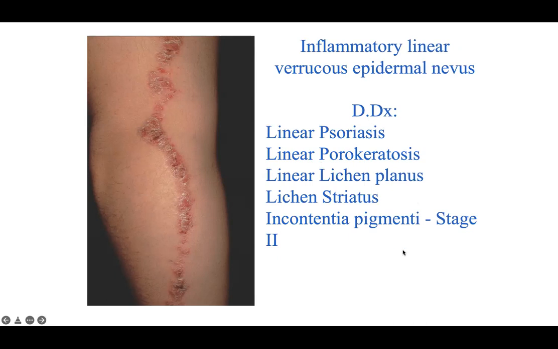So here are some other differential diagnoses for ILVEN. Linear psoriasis can present this way with Koebnerization. You can have linear porokeratosis, which on pathology, you're going to look for a cornoid lamella. Linear porokeratosis, by the way, is more associated with risk of development of a squamous cell carcinoma. Linear lichen planus can look like this. Lichen striatus, as I mentioned, and incontinentia pigmenti, stage 2. So stage 2 is the verrucous stage. Stage 1 is the vesicular stage. Stage 3 is hyperpigmentation, and stage 4 is hypopigmentation.